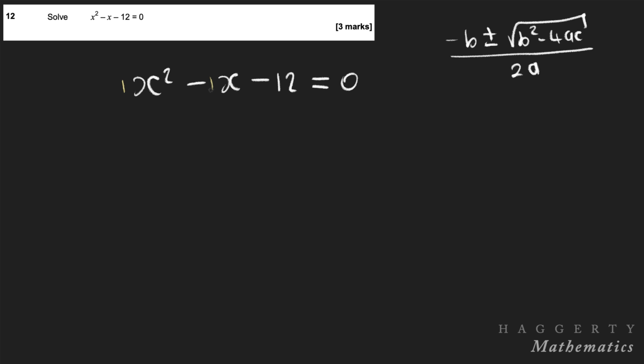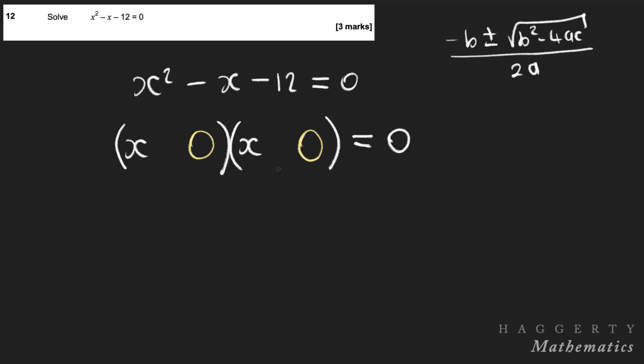I think this is a non-calculator paper, and it's actually going to be easier to solve this by quadratic factorization. So that's where you write the left-hand side as a product of two linear factors. So one bracket here, one bracket there. They both generally have a single x in, like that, and then equal to 0. And then it's just a matter of figuring out what number goes there and what number goes there.